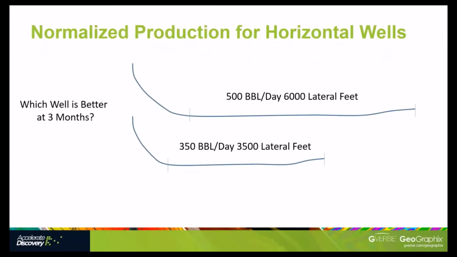Now I'd like to demo a new feature that helps calculate key production metrics for horizontal wells and helps answer the question, well, what well's the better well? In the example below, is it the 6,000 lateral foot well producing 500 barrels per day, or is it the 3,500 foot well producing 350 barrels per day?